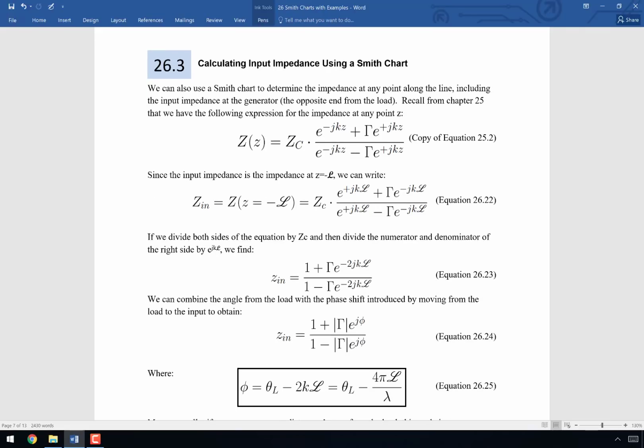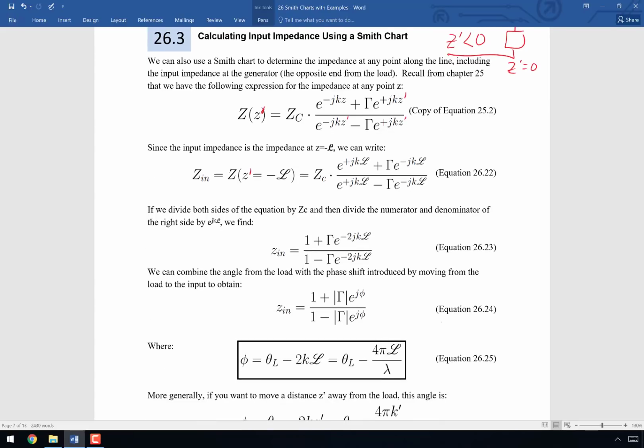Okay, let's talk about the second thing we can do, which is calculate input impedance using a Smith chart. So we have an equation that can be used to calculate the impedance at any point z. And remember that the z, and I probably should call these z prime here just to be consistent. What we know is that we've defined the load to be z prime equals 0, so anything over here, z prime is going to be less than 0. So I just want to remind you of the fact that z prime is less than 0. So when we plug in z prime equals negative L, we end up with the opposite sign of those complex exponentials.